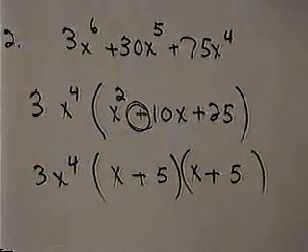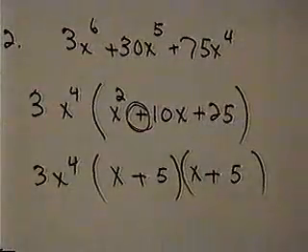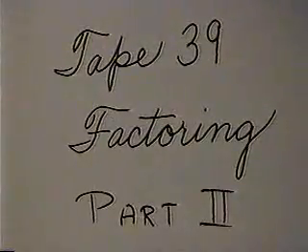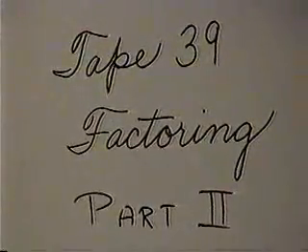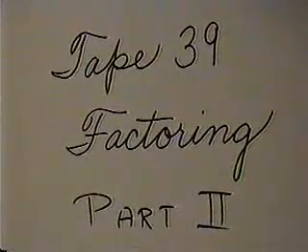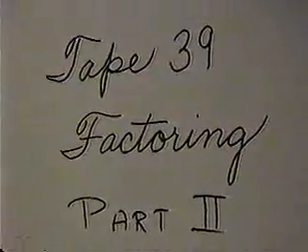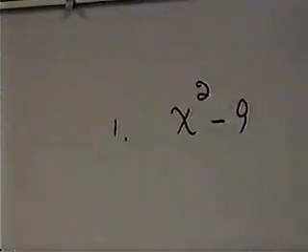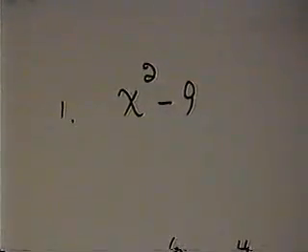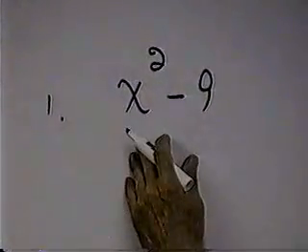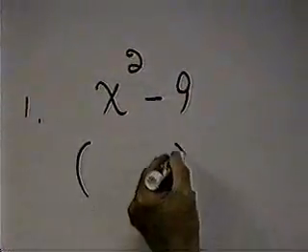All right, let's continue on with some more examples of factoring. We're looking at the second part of tape 39. Just a bunch more examples and a few more difficult ones, so let's look at them. The number 1 of part 2 is x squared minus 9. Right? So we look for common factor. No. Then we look for the FOIL method.